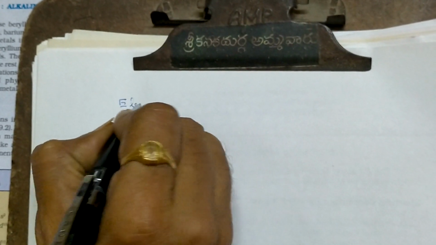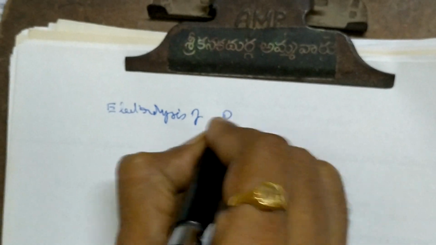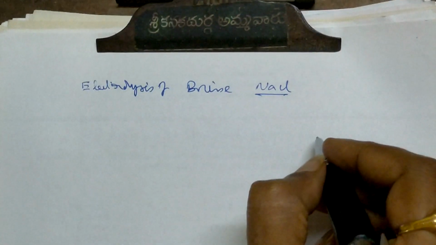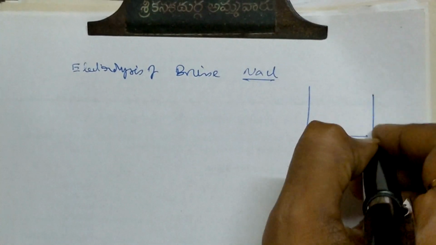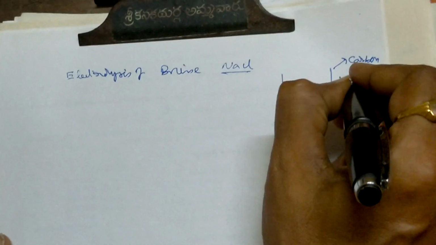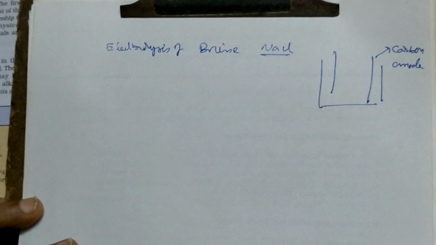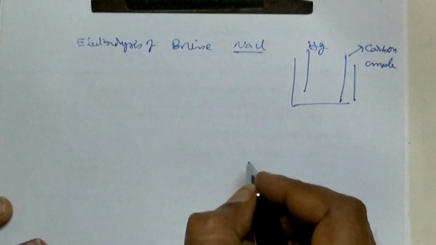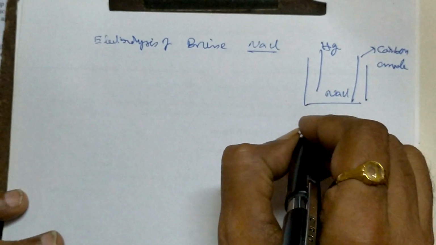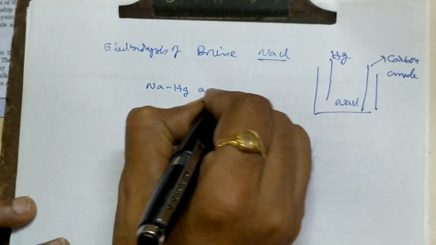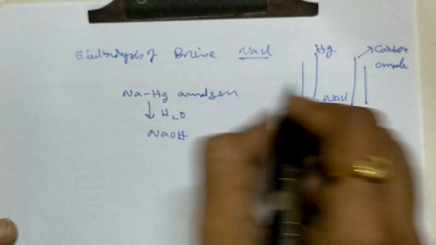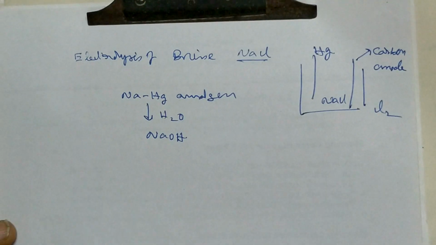Electrolysis of brine solution, that is sodium chloride solution, is electrolyzed using this cell. The anode is carbon and the cathode is mercury, with sodium chloride solution. At the cathode you will get a sodium mercury amalgam, and on addition of water you will get sodium hydroxide. At the anode you will get chlorine gas. So that is this.